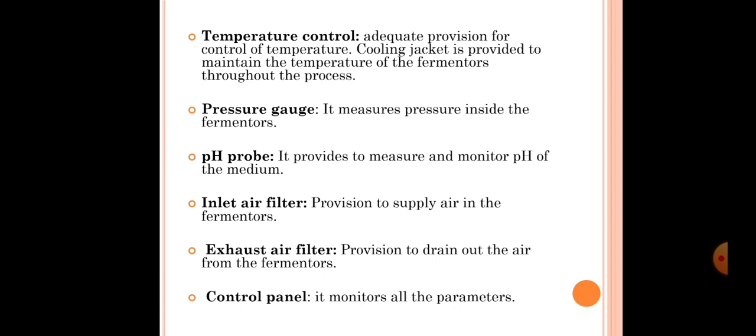Temperature control: adequate provision for control of temperature is necessary. A cooling jacket is provided to maintain the temperature of the fermenters. A pressure gauge is used to measure the pressure of the fermenter. pH probes measure and monitor the pH of the medium. An inlet air filter provides a supply of air into the medium. Exhaust air helps in draining out CO2 from the medium. And the control panel is a monitor which is used to control all the above parameters like temperature, pressure, pH, etc.